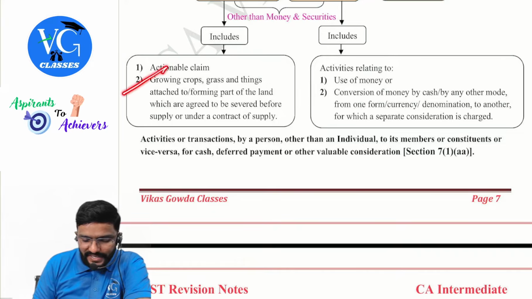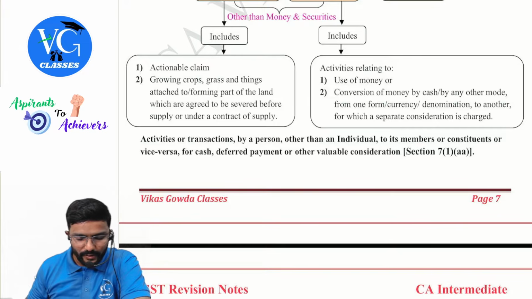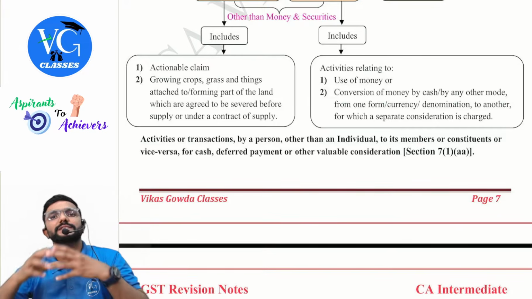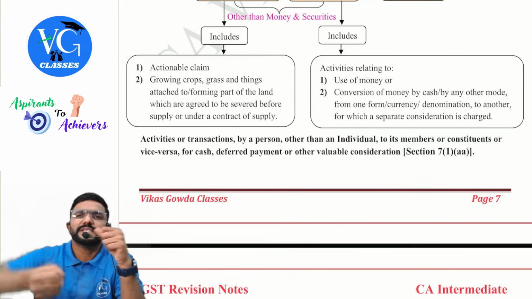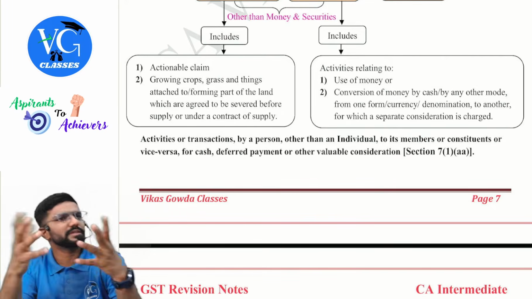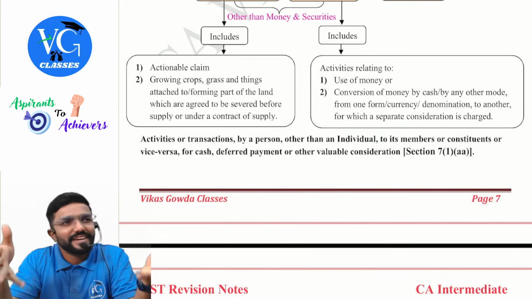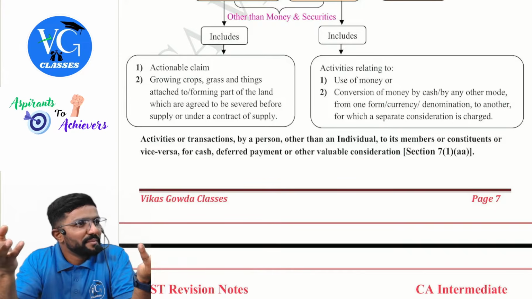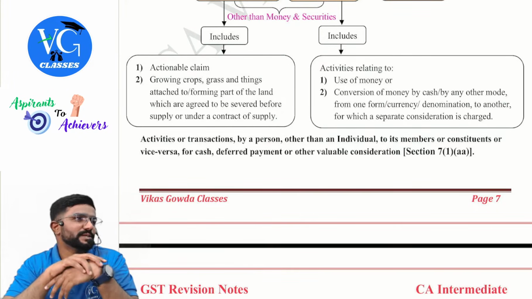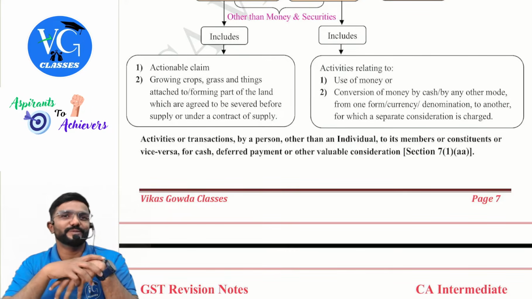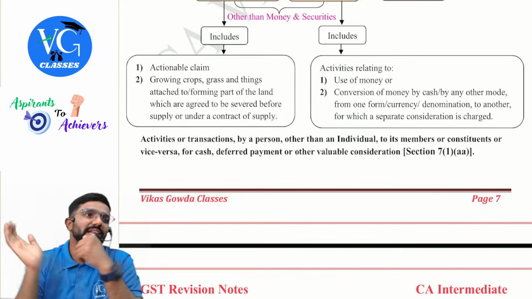Then growing crops, grass and things attached to or forming part of the land which are agreed to be severed before supply or under a contract of supply. Now, sir, something is attached to the land. I have agreed to cut it and give it to you. Is it a supply? Yes. For example, a tree attached to the land. Actually, we can consider it as immovable. But can I cut it and sell? Yes. If I cut it and sell, is it goods? Yes. If it is there only, is it goods? No. Clear? Only if you have agreed to cut or sever and sell.